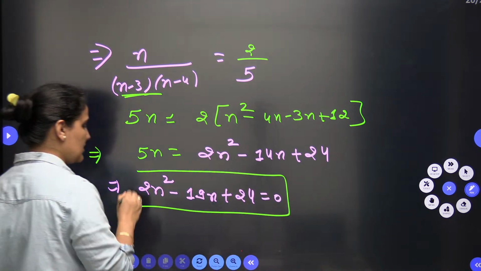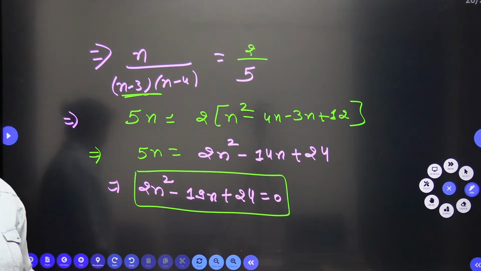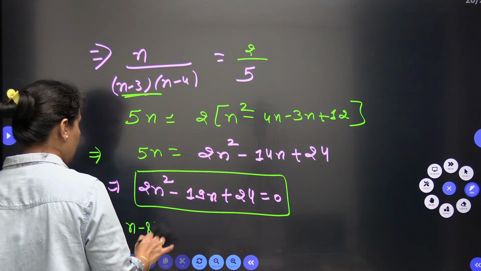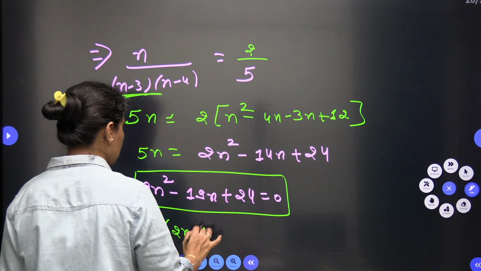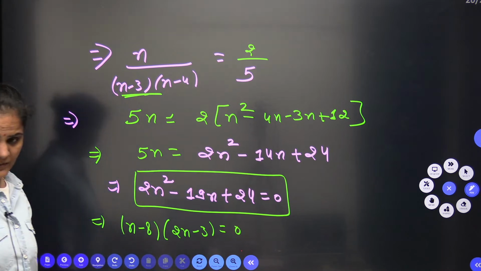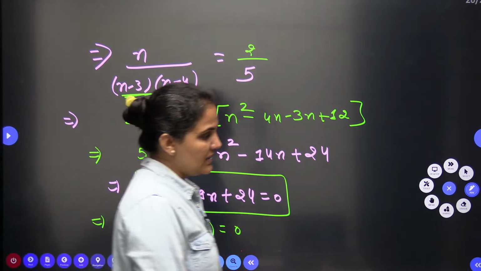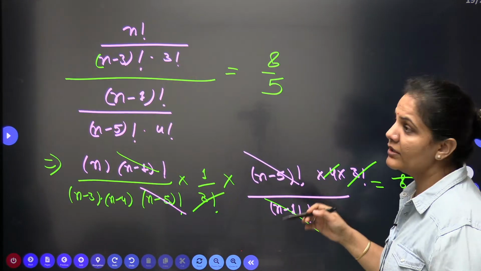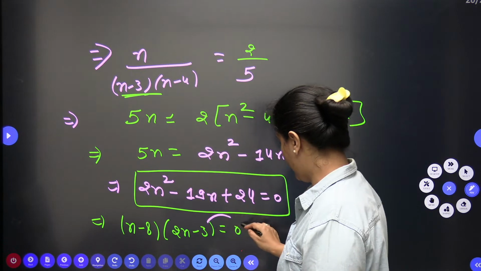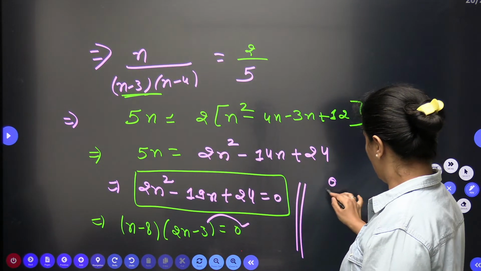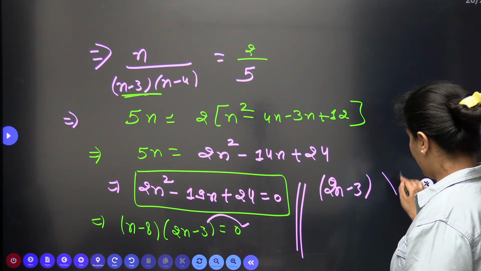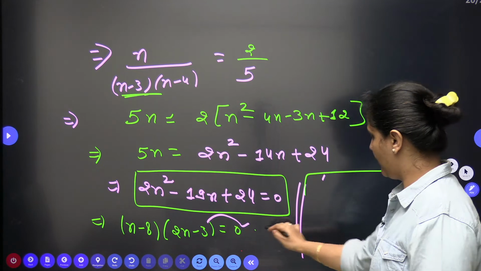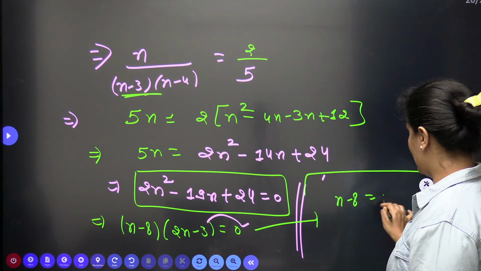When you solve this one now, we will get the two values of n. This will be (n minus 8) and (2n minus 3) equals 0, which will be the factors. As my n cannot be a fractional value, because n is the total number, so a number cannot be a fractional value. So here 2n minus 3 cannot be the root, because n cannot be a fractional value. So directly you can write from here that n minus 8 is equal to 0.